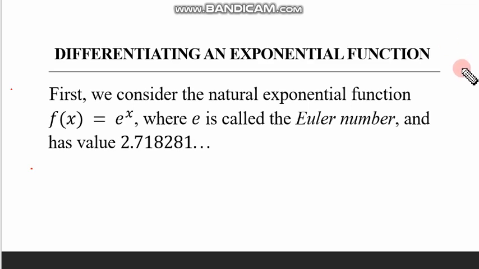Okay, now we are onto our last rule, differentiating an exponential function. Now let's define exponential function. We will consider the natural exponential function f of x is equal to e raised to x, where e here is called the Euler number, which has the value of 2.718281 and so on. So e here is not any variable but a constant with 2.718281 as its value.